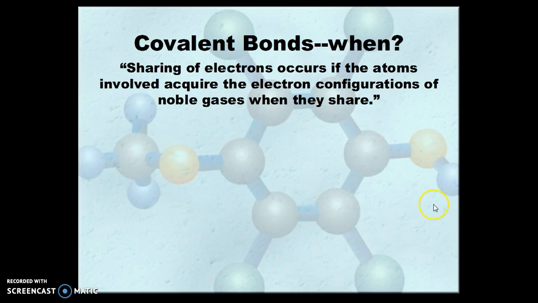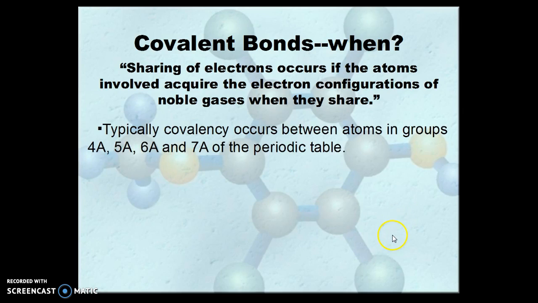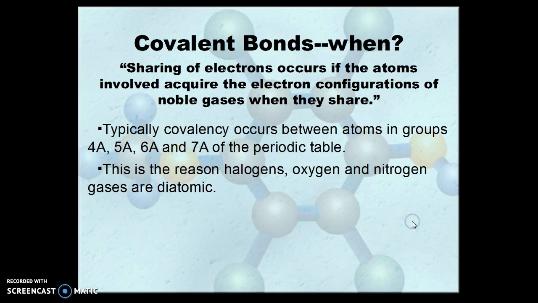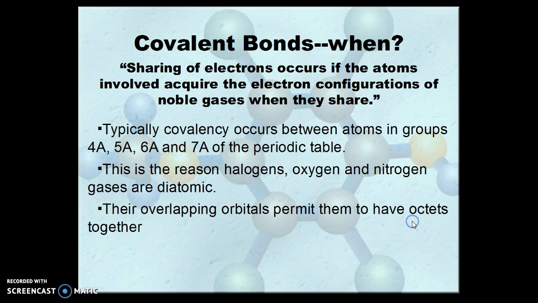Sharing of electrons occurs if the atoms involved acquire the electron configurations of noble gases, generally octets, when they share. Typically, covalency occurs between atoms in groups 4A, 5A, 6A, and 7A. You probably know these as 14, 15, 16, and 17 of the periodic table. And that's the reason that halogens, oxygen, and nitrogen gases, the elements, are diatomic. Their overlapping orbitals permit them to have octets together.